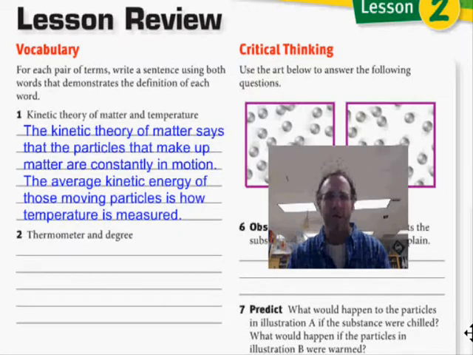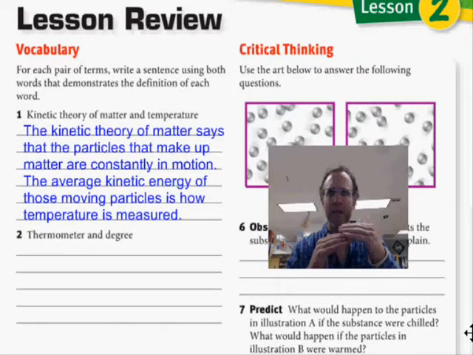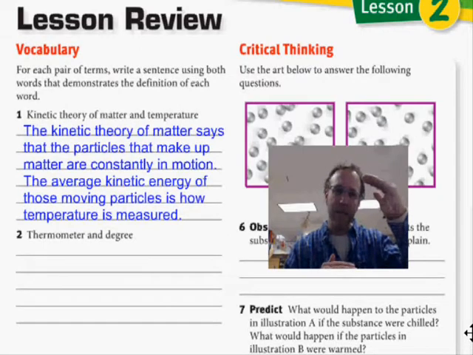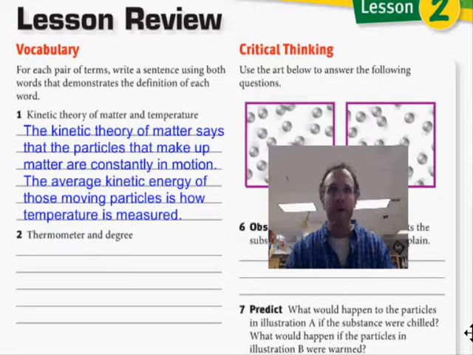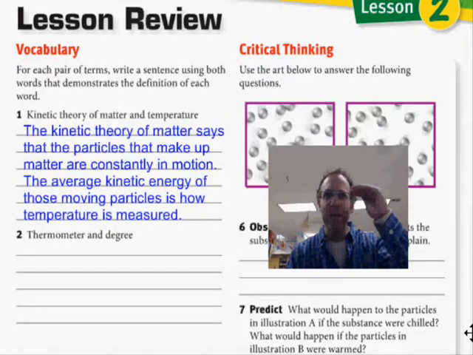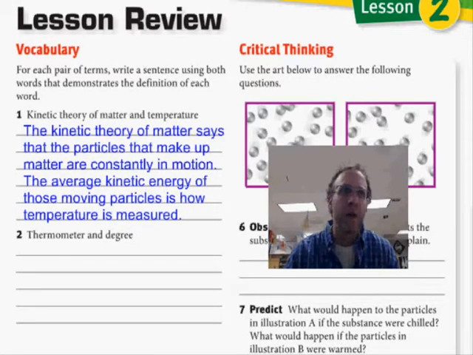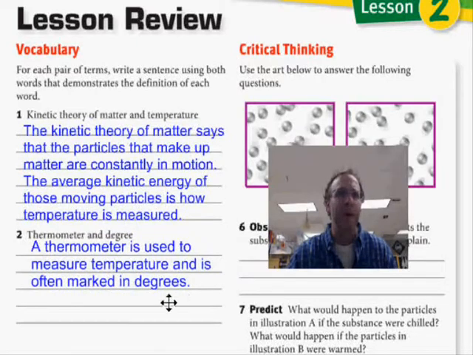Now, a thermometer is a tool used to measure temperature, and it's filled with different liquids. Back in the old days, they filled it with mercury, but that was a dangerous liquid. Today, they're filled with alcohol. And depending on the temperature, if it's warm out, those molecules expand and show a rise in temperature. If it's cold out, those molecules contract and you see lower temperatures. A degree is an interval that we count up at. So the answer to question 2 is: a thermometer is used to measure temperature and is often marked in degrees.